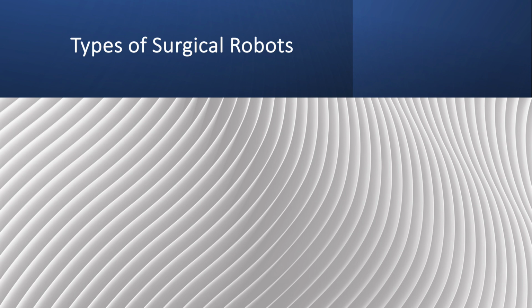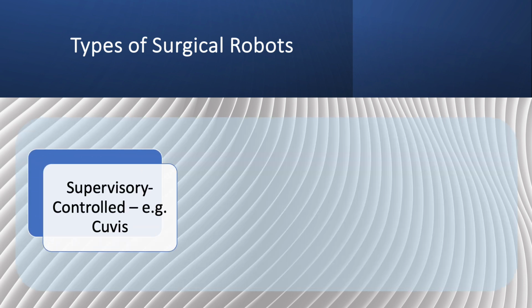Surgical robots can be categorized into three types. 1. Supervisory controlled robots. In this type, the surgeon plans and supervises the procedure while the robot executes specific tasks. An example is orthopedic robots that autonomously cut bone according to implant specifications.